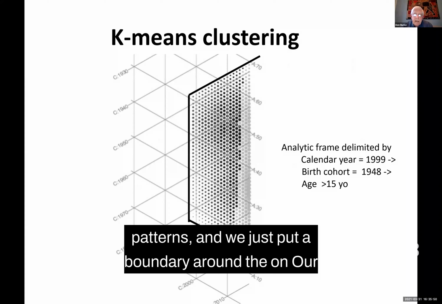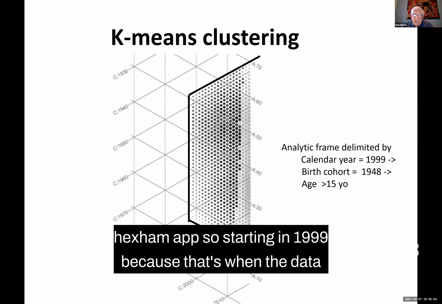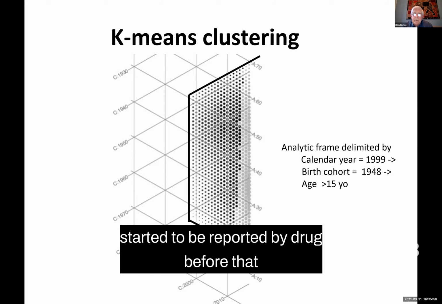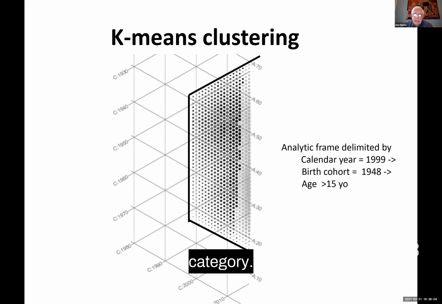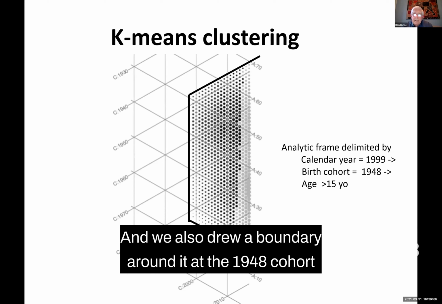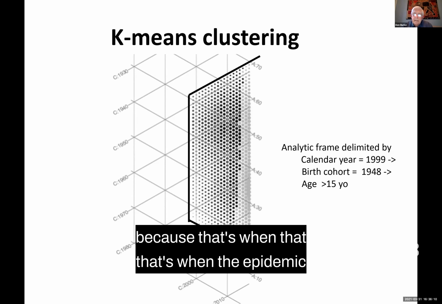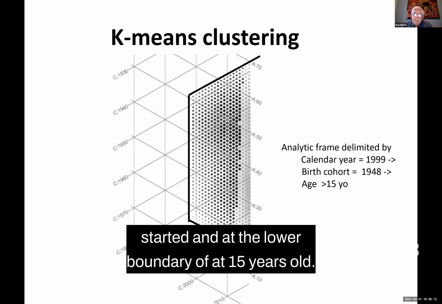And we just put a boundary around on our Hexamaps starting in 1999, because that's when the data started to be reported by drug. Before that, it wasn't reported by individual drug category. And we also drew a boundary around it at the 1948 cohort, because that's when the epidemic started, and the lower boundary at 15 years old.